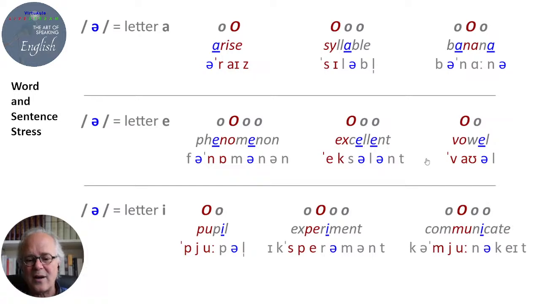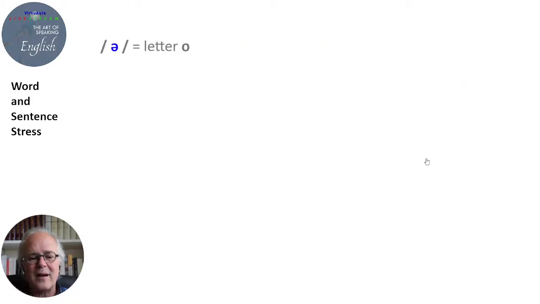You see the schwa sound as the third syllable. Okay, this is a 4-syllable word: communicate. Okay, so following that, we also have the letter O, like in the word tomorrow. And this is a big problem for a lot of non-English speakers.